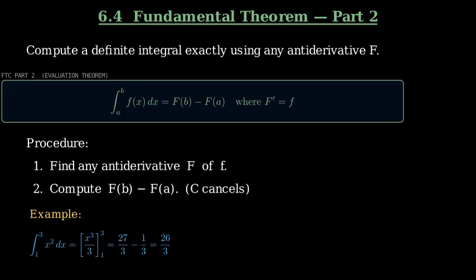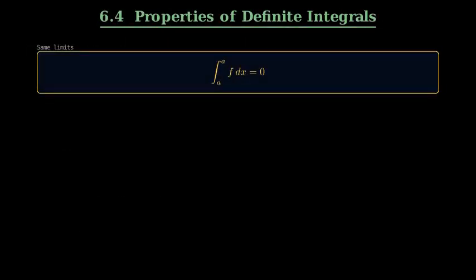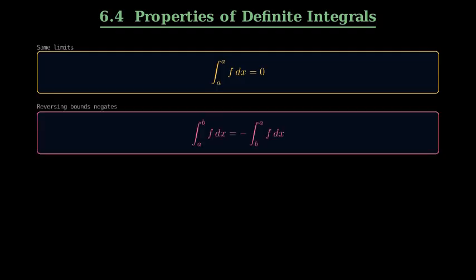The steps are: 1. Set f of x equal to g of x to find the intersection bounds a and b. 2. Check which curve is on top in the interval of a to b. 3. Integrate the absolute value of f of x minus g of x. Warning: if the curves cross inside the interval, split the integral at each crossing point.